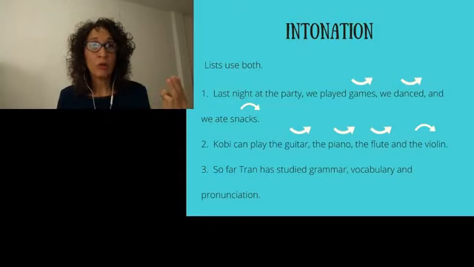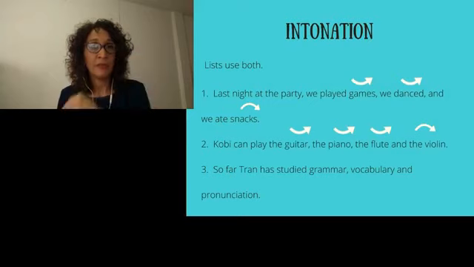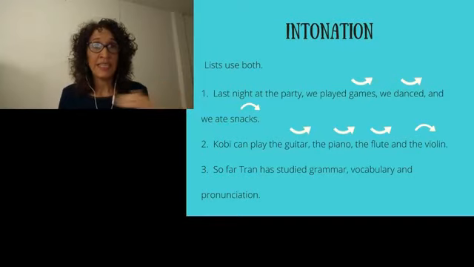So the rule for a list is you rise on all the items until it's the last item, and then you fall. So, for example, we played games, we danced, and we ate snacks. I'm going to do that one more time for you.